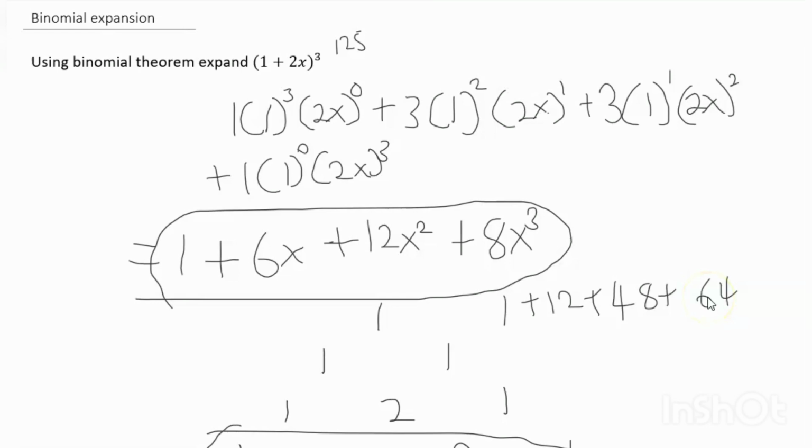So 1 plus 12 is 13. 13 plus 48 is 61. And 61 plus 64 is 125. So it means that this answer is correct.